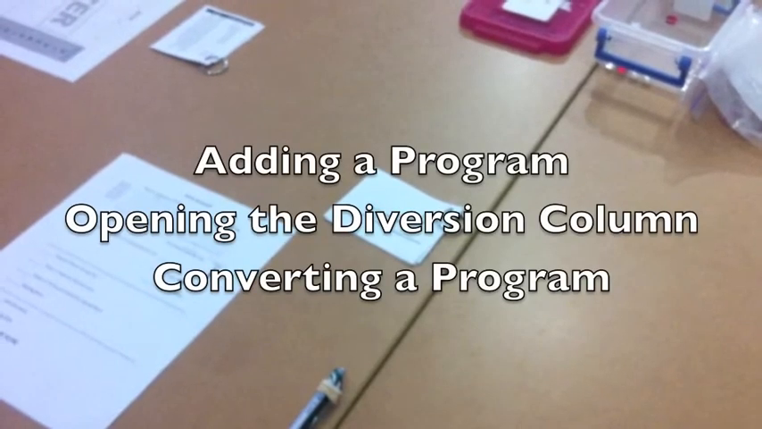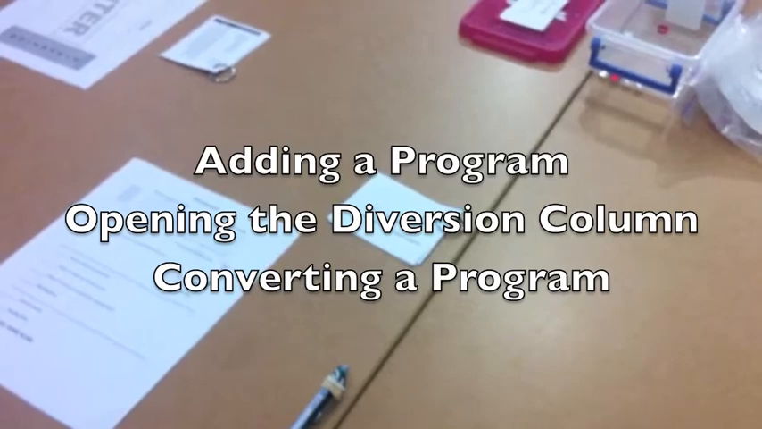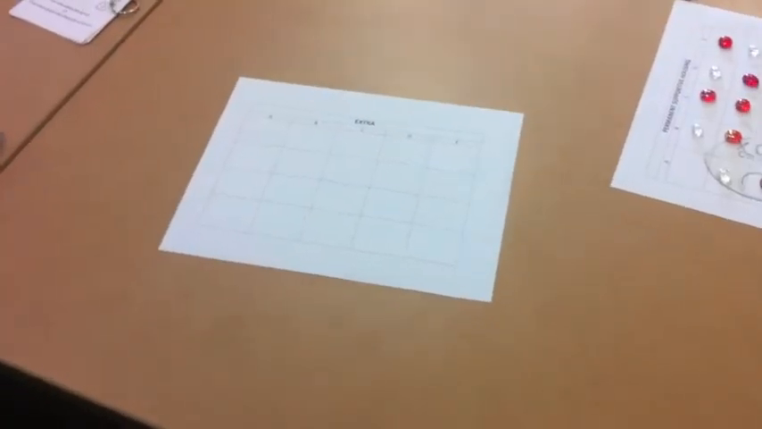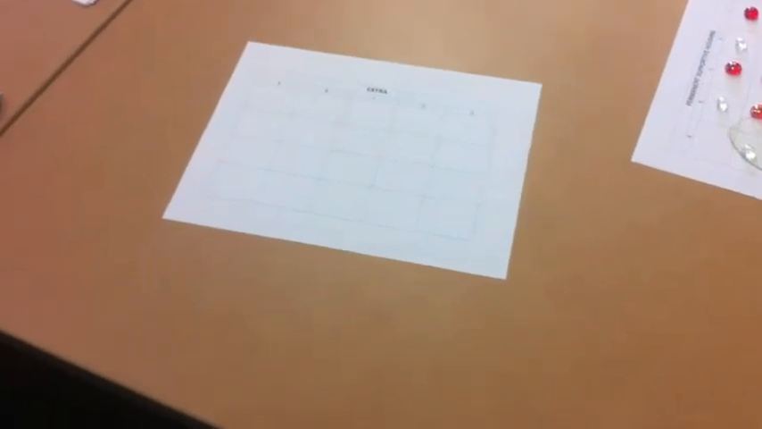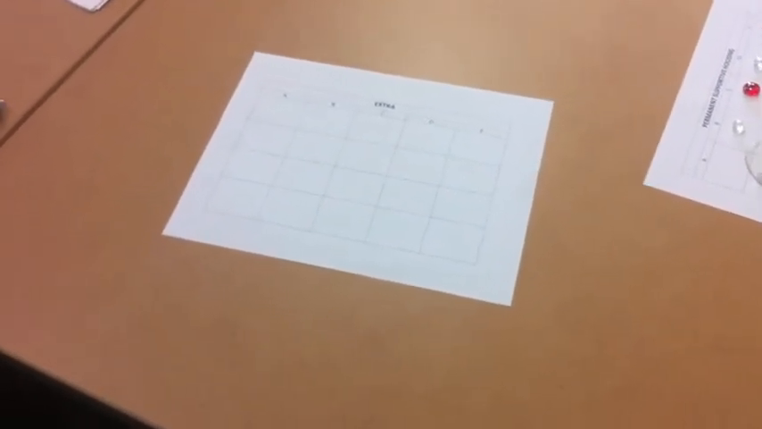Beginning in round 2, you'll have some system event options. There are 3 kinds of system events: adding a program, opening the diversion column, and converting a program. We'll start by showing you how to add a new program. First, take out the game board that says Extra that was included with your game boards. Give it to the person whose program type you're adding.